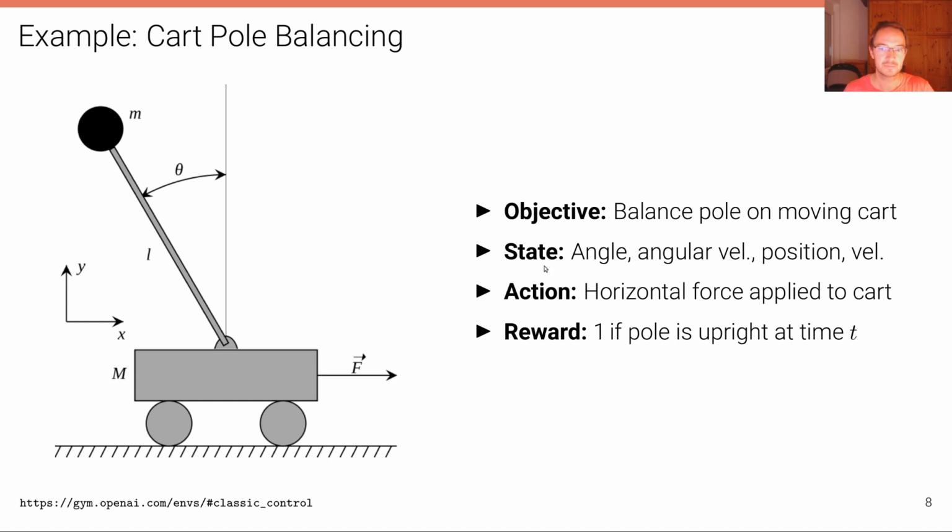The state is the angle of that pole. There's a joint here, so this is the angle here. And also the angular velocity, so the first derivative of the angle. And then the position of the cart in x direction, and also the velocity of the cart. So we have a four-dimensional state space, a very simple state space compared to self-driving or other things.